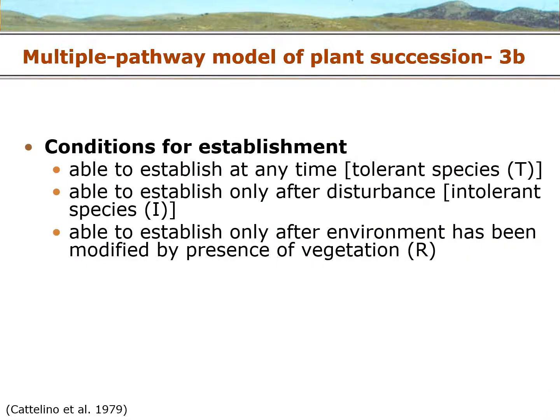Conditions for establishment also impact which pathway succession might take. We have species that are able to establish at any time. Those are the tolerant species. We have species that may be able to establish only after a disturbance, intolerant species. And species that may be able to establish only after the environment has been modified by the presence of vegetation.